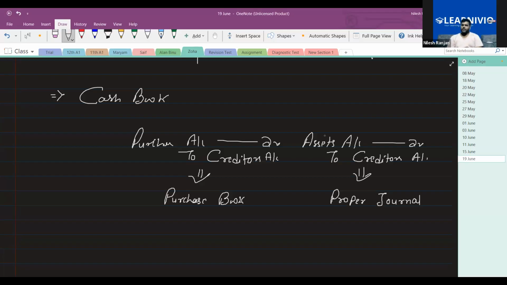Also, the format will be different. Actually, cash book format is almost similar, but in purchase book, sales book, purchase return, sales return, proper journal, the format will be different. So that is another difference.